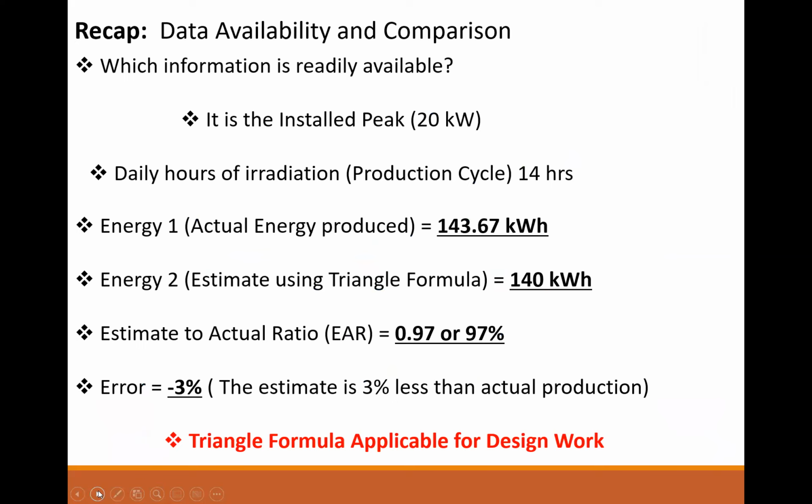Just a recap, in the last part, we looked at data availability and also a comparison between the actual energy produced and the estimation using the triangle formula. Since we know the installed peak, with the calculation we found that the answer is within 97% of the actual production, and the error is about 3% less than the actual production. So we concluded that the triangle formula is applicable for design work.